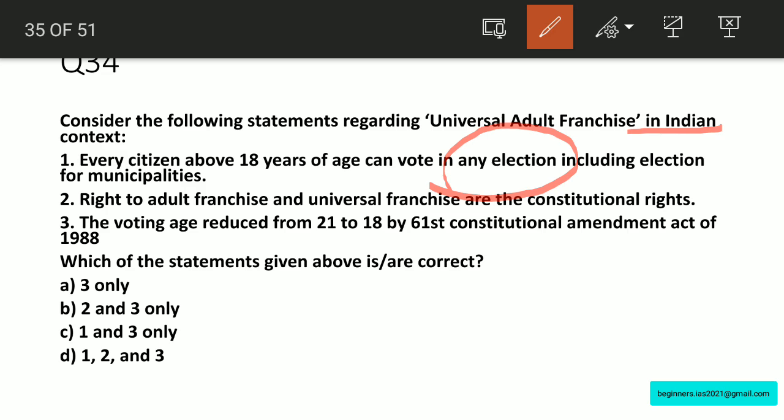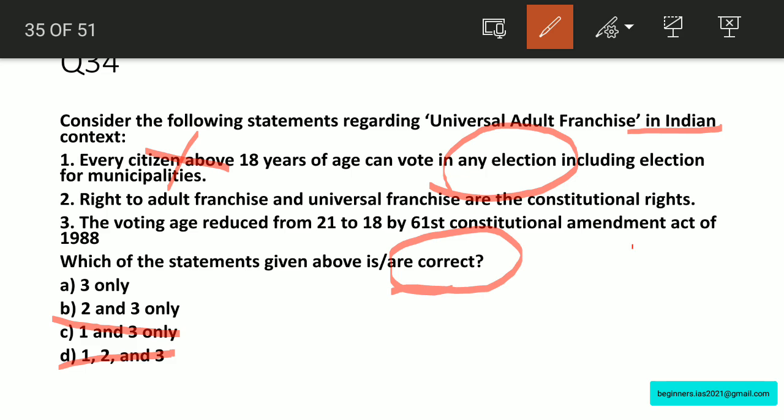The voting age was reduced from 21 to 18 by the 61st Constitutional Amendment Act of 1988. Here we have to identify the correct statement. See, under adult franchise, every citizen above 18 years of age can vote in elections but not in any elections. If you take the election of President or Vice President, etc., the citizens cannot vote in those elections. Therefore, this statement is obviously wrong. Therefore you can eliminate D and C. Then check with A and B.